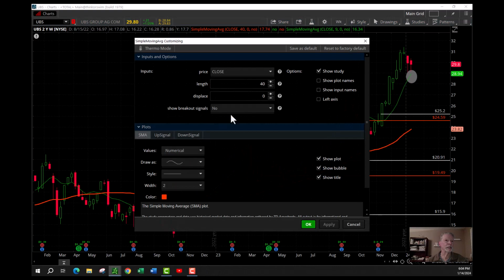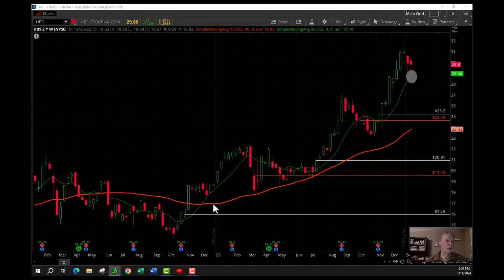So let's look at the red or orange moving average here. Here we have a 40 period moving average. That's 40 weeks and nothing more than a simple moving average. The green one is a simple moving average. So let's just make this quick and easy to take a look at.